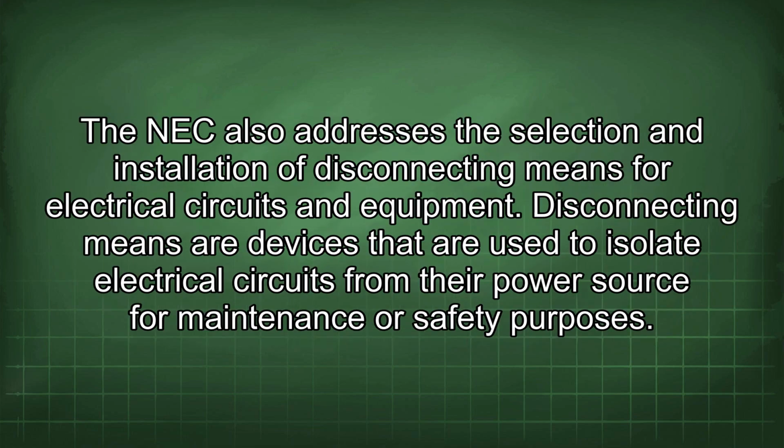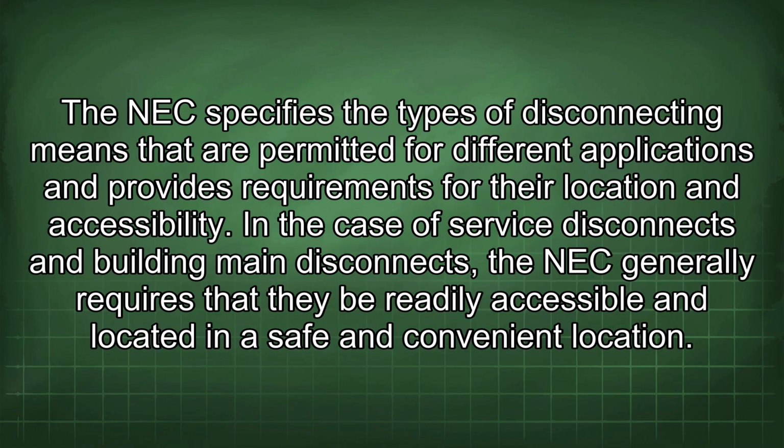The NEC also addresses the selection and installation of disconnecting means for electrical circuits and equipment. Disconnecting means are devices that are used to isolate electrical circuits from their power source for maintenance or safety purposes. The NEC specifies the types of disconnecting means that are permitted for different applications and provides requirements for their location and accessibility. In the case of service disconnects and building main disconnects, the NEC generally requires that they be readily accessible and located in a safe and convenient location.